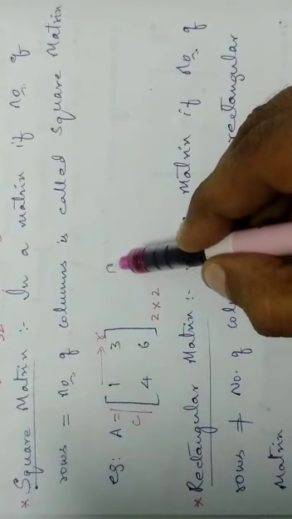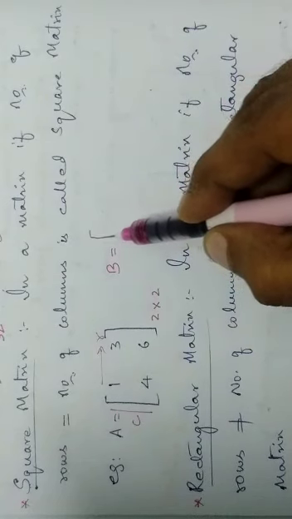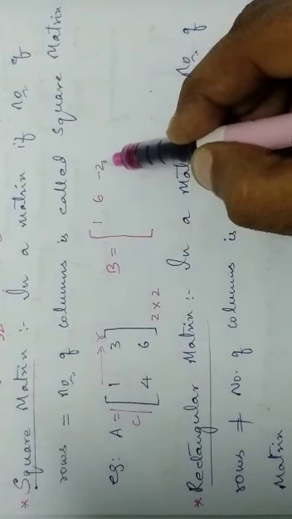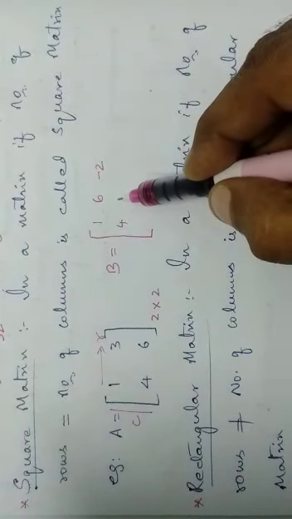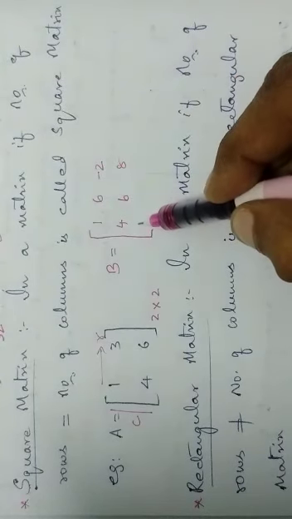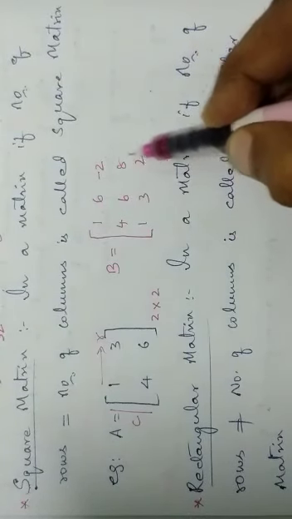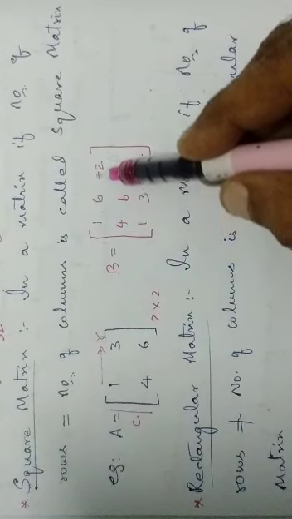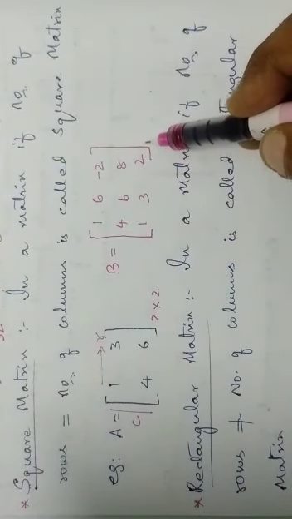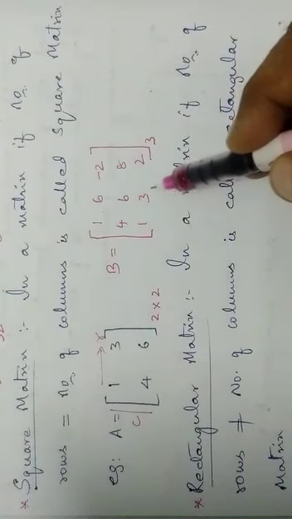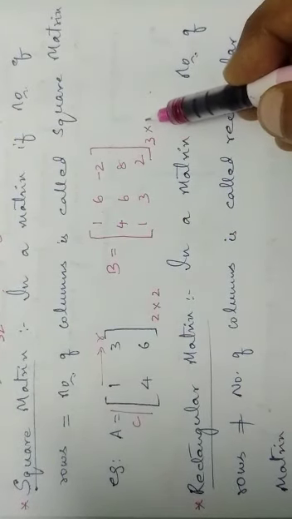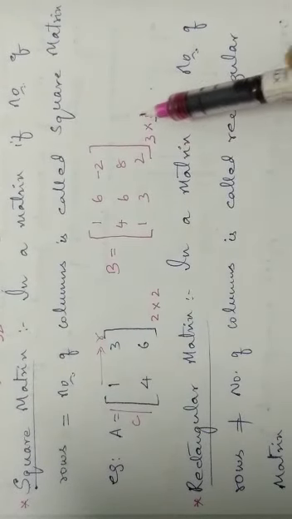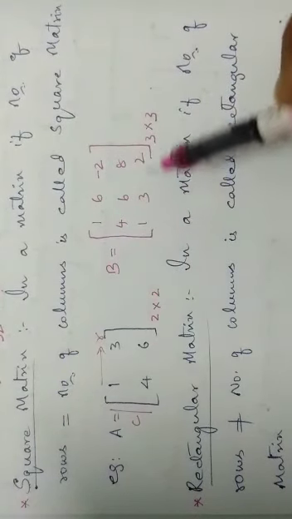One more example. Matrix is named as B. 1, 6, minus 2, 4, 6, 8, 1, 3, 2. How many rows? 3 rows. Columns? 3 columns. Number of rows equal to number of columns. So this matrix is called square matrix.